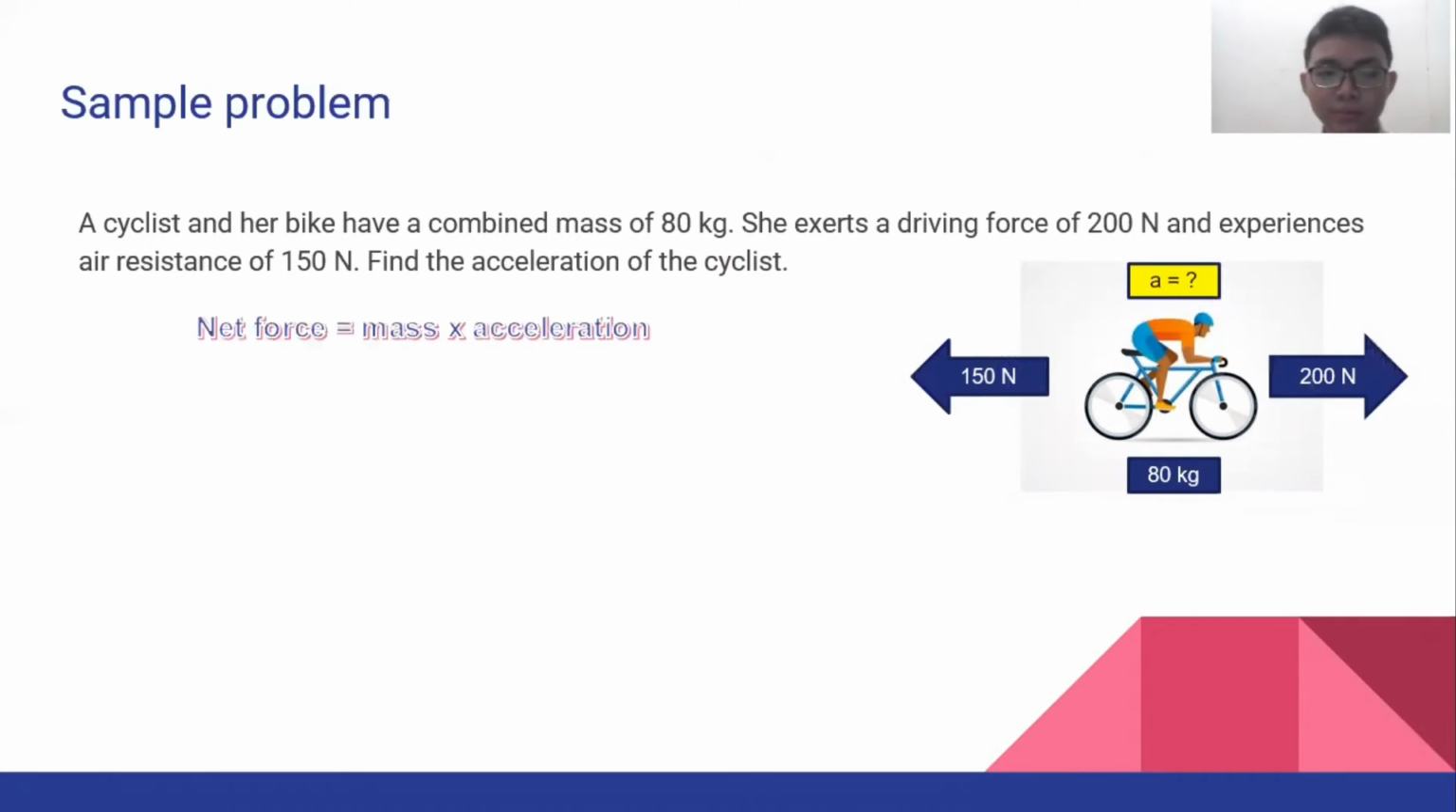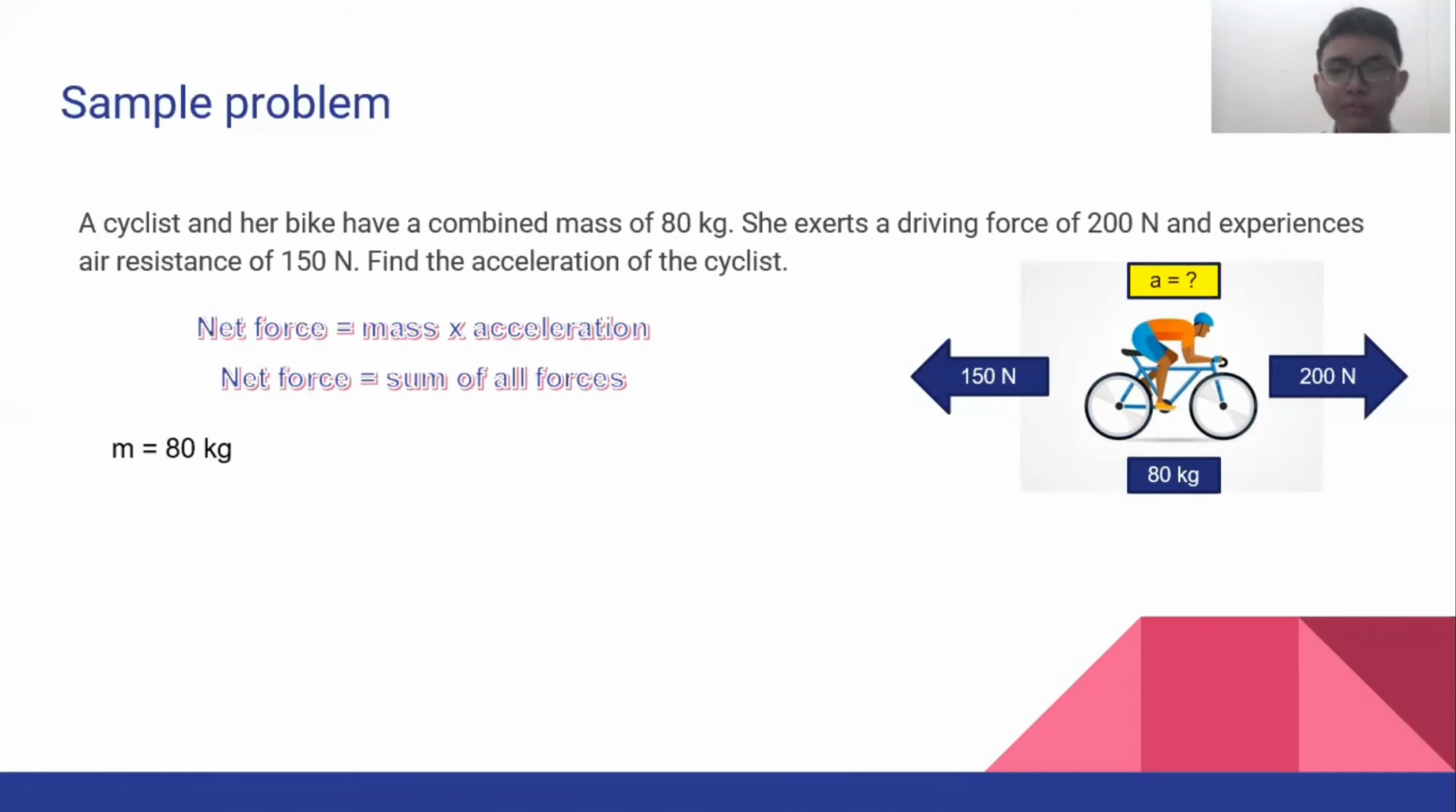So first thing, we must remember the equation from before, which is net force equals mass times acceleration. We also know that net force can be called resultant force, and the resultant force is the combination of all forces. So it's essentially just the sum of all forces.